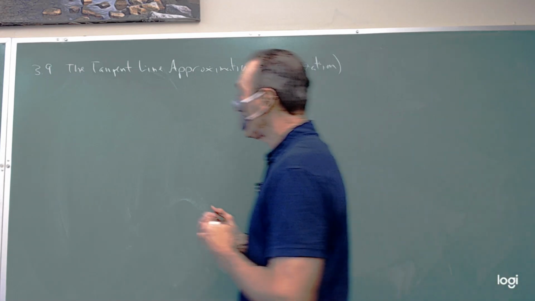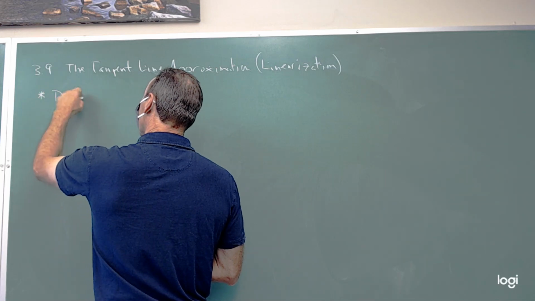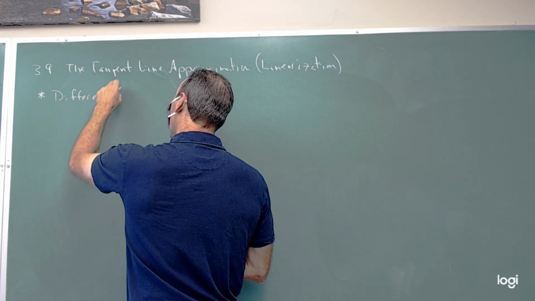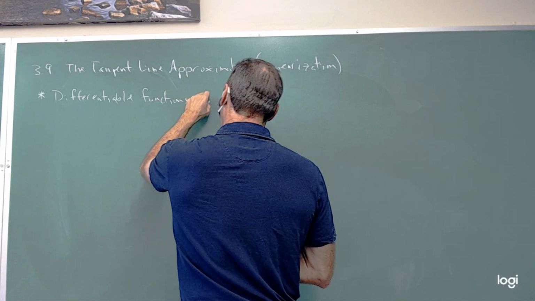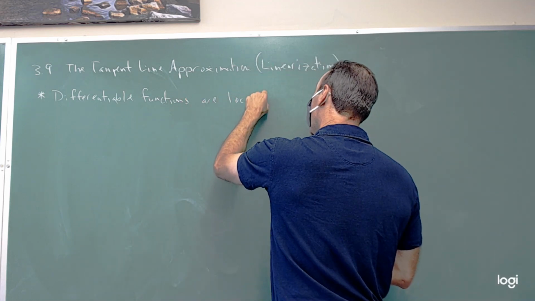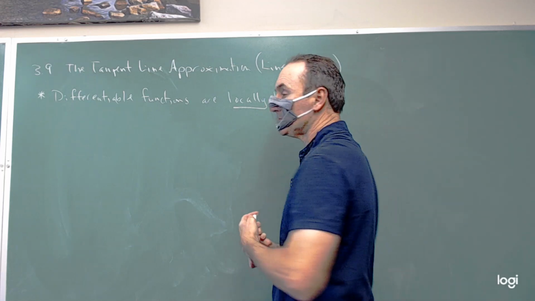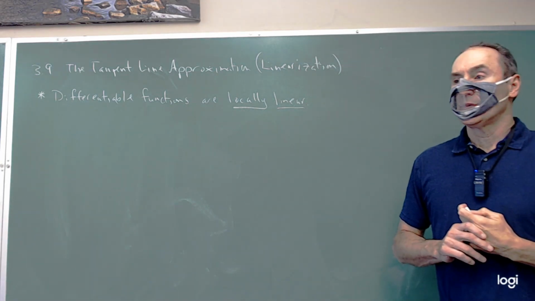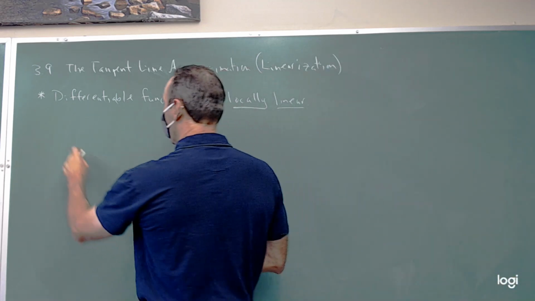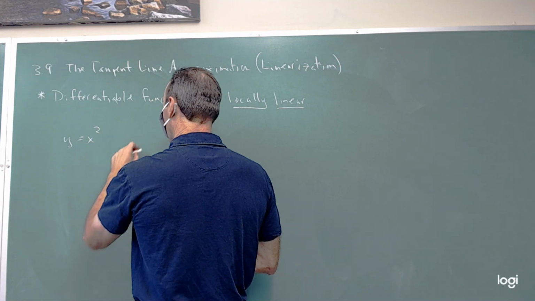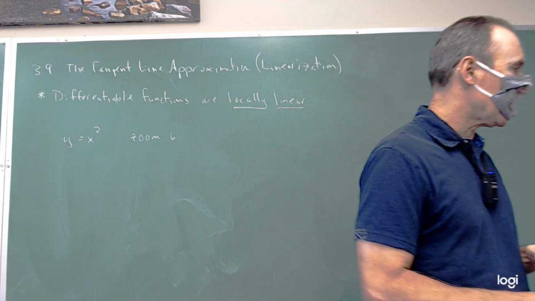So an important idea in calculus is the idea that differentiable functions are locally linear. So what that means is, pull out your calculator and let's graph y equals x squared, and we'll just go zoom 6, so we're all going to start with the standard 10 by 10 window.